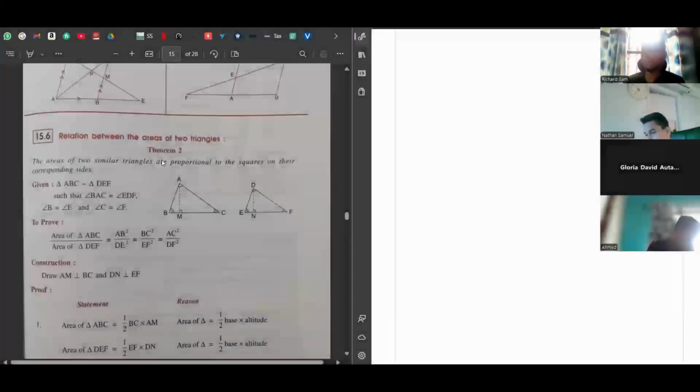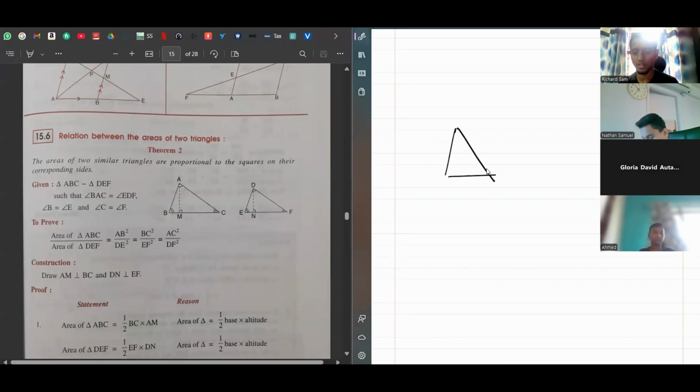Okay, we'll go to the second part of this chapter, theorem 2. Okay, so this is a relation between the areas of two triangles. So let's see how this is. Suppose you have one triangle here, ABC, and you have another triangle, XYZ, and say they both are similar. You have already proved that they're similar. How are their areas related?